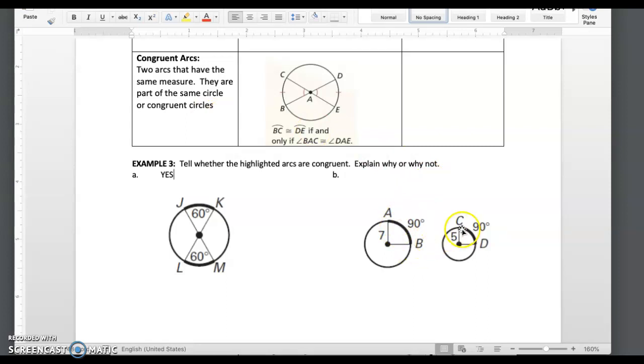Now in part B, we're looking for, is the measure of the arcs the same? So AB and CD are both measuring 90 degrees. Are they a part of the same circle? No. Are they a part of congruent circles? No. Notice this radius is 7 and the radius here is 5. So just because they're the same measure here doesn't mean I can say these arcs are congruent, because they're not a part of the same circle and they aren't a part of congruent circles. So here I have to say no, and then give the reasons I just said, because they are not a part of congruent circles.